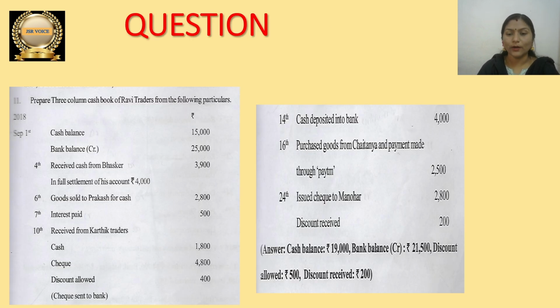So here we have one question. Prepare 3-column cash book of Ravi traders from the following particulars. They have given some particulars here and we are going to solve it. Let us see how to solve it and learn how to prepare 3-column cash book for this question.